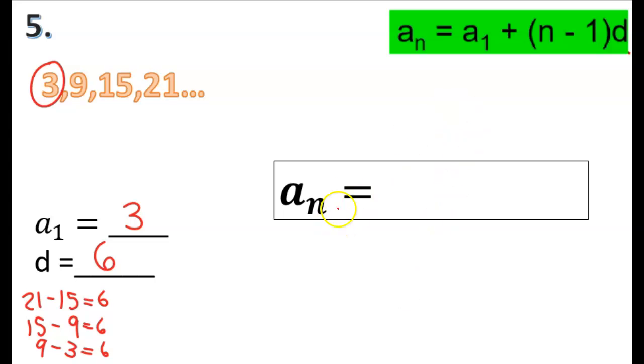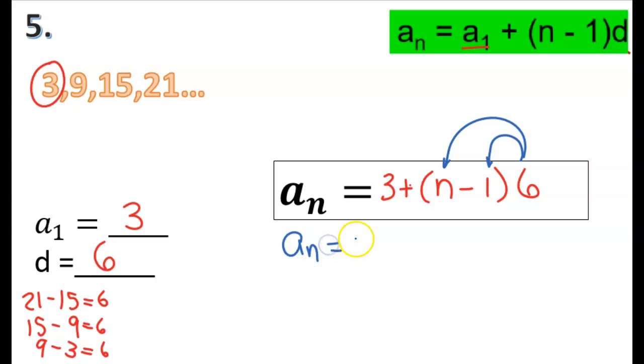And so the A1 is 3 and the D is 6. And when you have a number outside of the parentheses, you can distribute that. I'm going to distribute the 6 and combine like terms. So A sub n is 3 plus 6n minus 6.